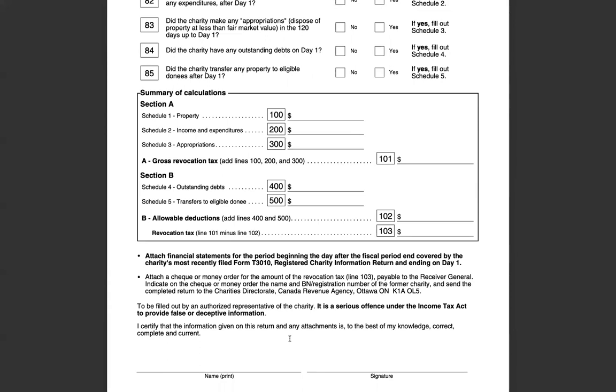Attach a check or money order for the amount of revocation tax payable to the Receiver General. Indicate on the check or money order the BN number of the charity, and send the completed return to the Charities Directorate in Ottawa.